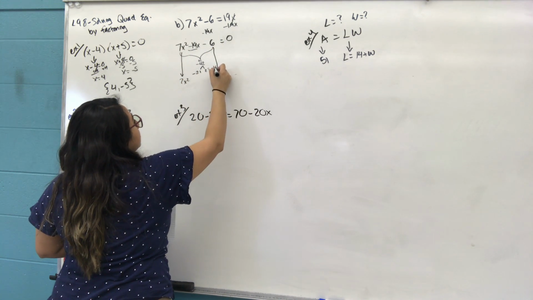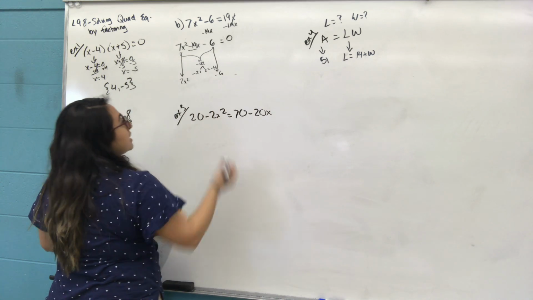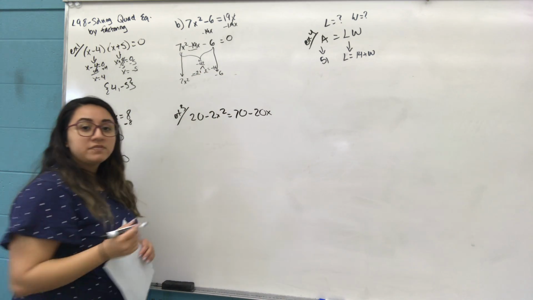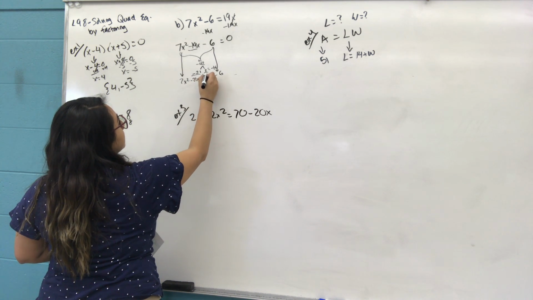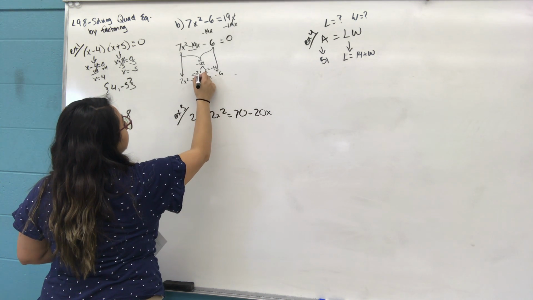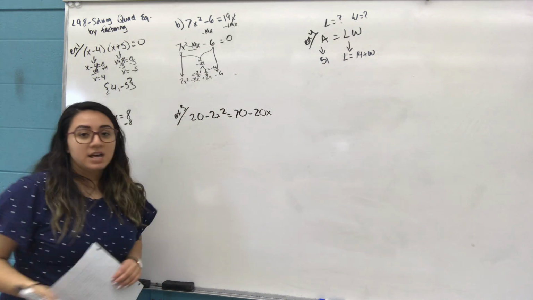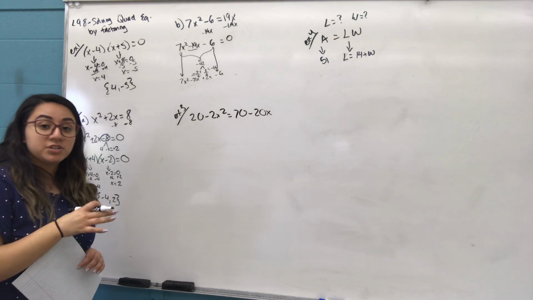You bring down your last term, negative 6. And then your two terms are going to be the two factors that you solve for. So this will be negative 21x. This will be positive 2x. So you bring them down. And when you bring them down, now we can factor the first two and the second two.